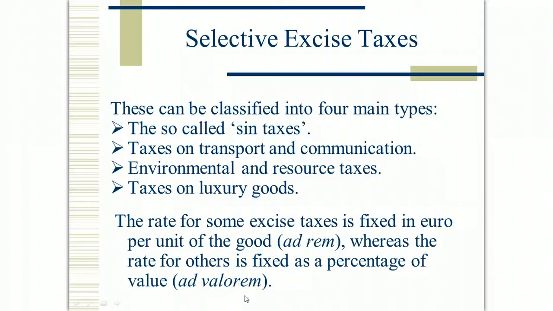The selective excise taxes we've gone through, the so-called sin taxes, the old reliables, cigarettes, alcohol and fuel. With excise taxes, the rate of some excise taxes is fixed in euro per unit of the good. In fact, most excise taxes in Ireland are what are called ad rem, per unit. So the minister puts a certain amount on a pack of cigarettes, 50 cents on a pack of 20, puts a certain amount on a litre of petrol, 5 cents on a litre of petrol, or a certain amount on a pint of beer, 5, 10 cents on a pint of beer, whatever it might be. It's per unit. For every unit sold, a fixed amount of tax is due.